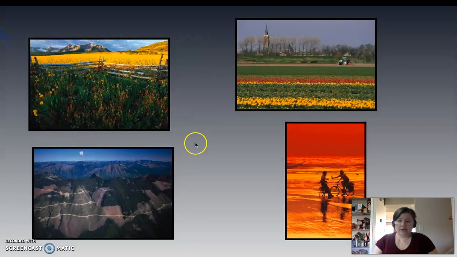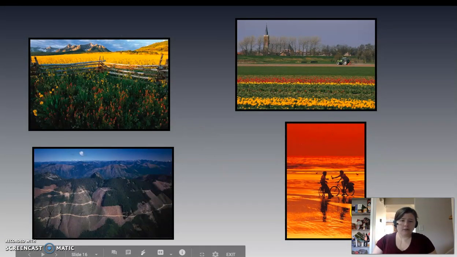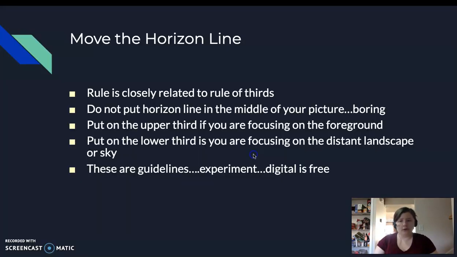So again, here's some examples. So in our portrait orientation, notice how the horizon line is so much shorter than in our landscape orientation photos. It's what makes it less obvious, but it's still important.